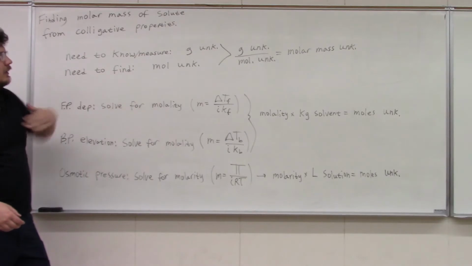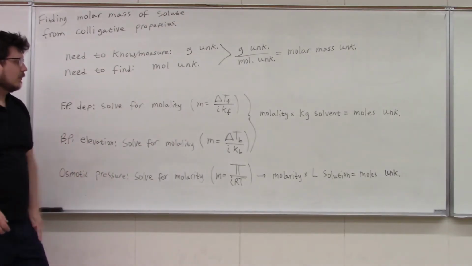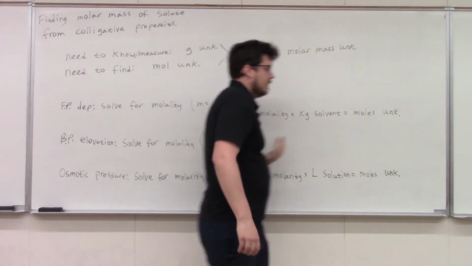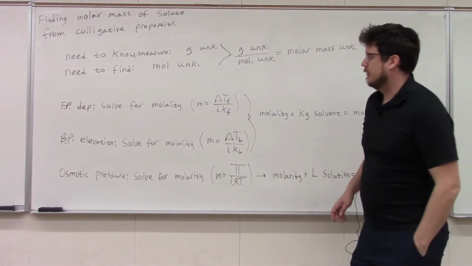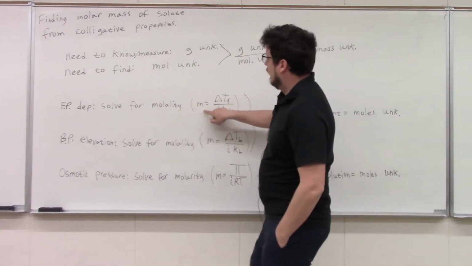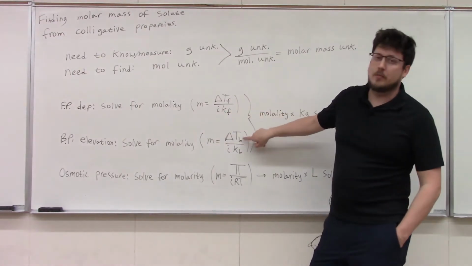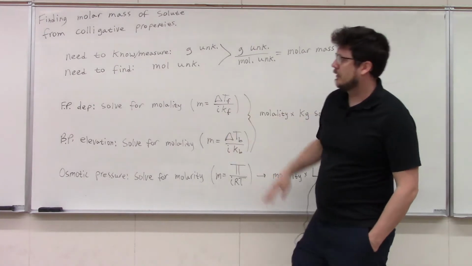And so with colligative properties, we've got 3 of them we can work with. The first 2, freezing point depression and boiling point elevation, the process is very similar. You're just going to solve for molality. The molality is going to equal your change in freezing point over i K_f, or your change in boiling point over i K_b, depending on which one you're working with.